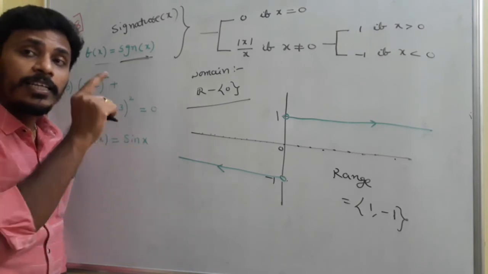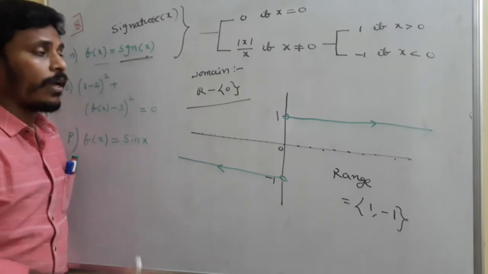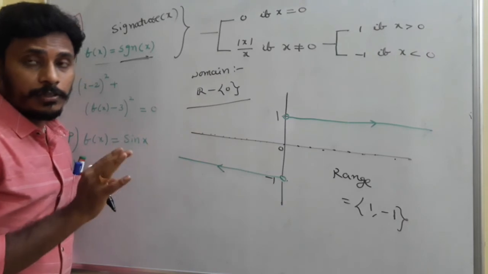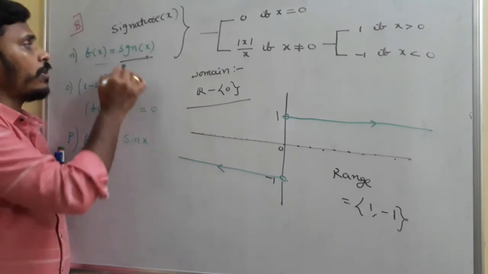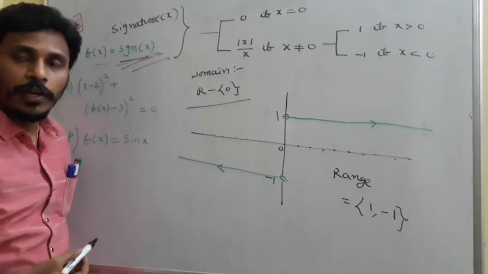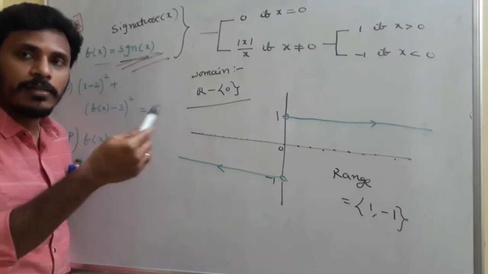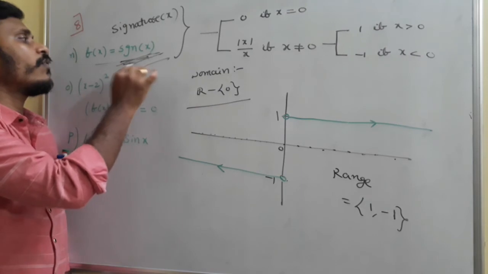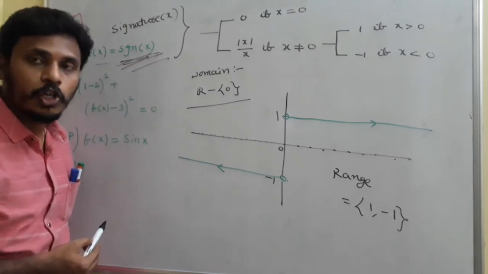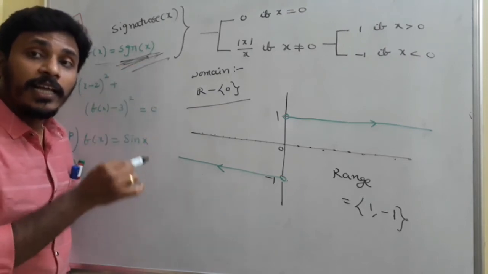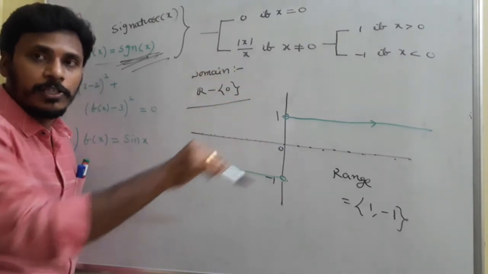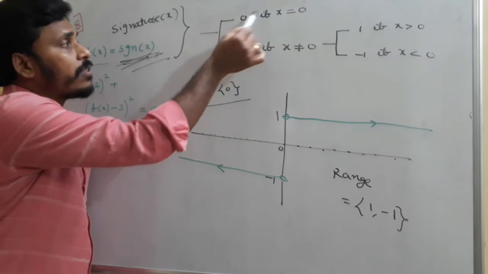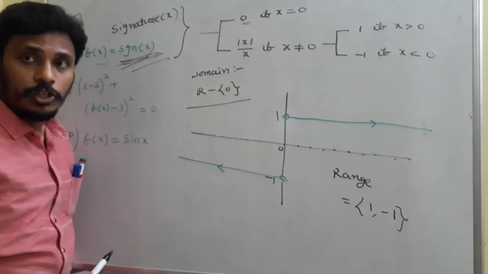In mod x by x, there is no definition at 0. So to correct it, we constructed a new function. We call it the signature function of x. It has some specific importance in mathematics, and that's why we are giving it a separate name. The signature function of x is equal to mod x by x only if x is not equal to 0. But if x is equal to 0, it gives us 0.